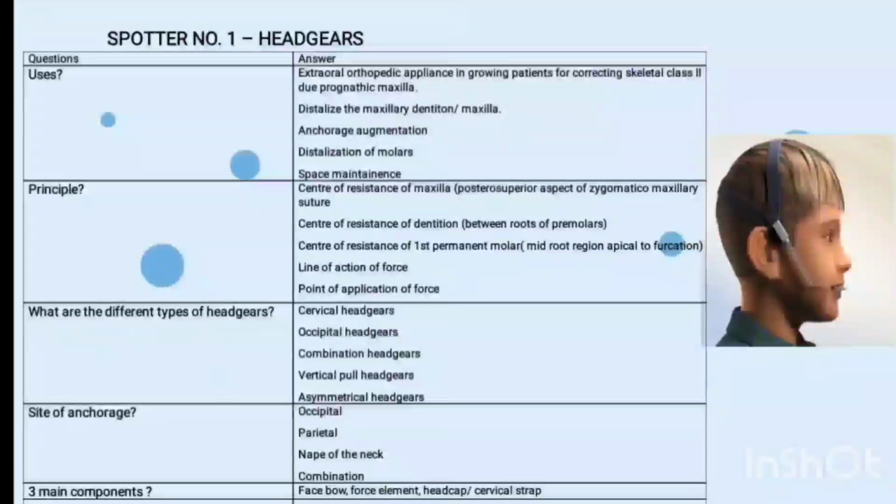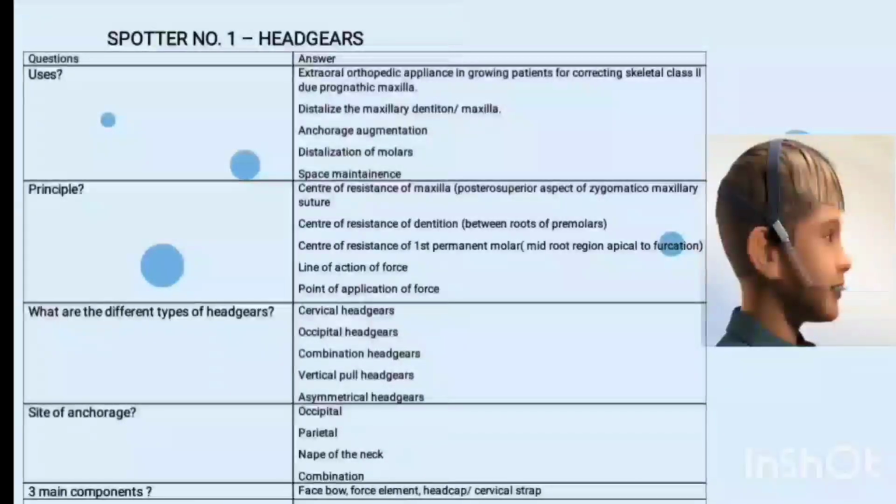Now, what are its principles? There are 5 principles in total. The first one is center of resistance of maxilla, that is the posterior superior aspect of zygomatico-maxillary suture. The second one is center of resistance of dentition, that is between the roots of premolars. The third one is center of resistance of first permanent molar, that is mid-root region apical to the furcation. The fourth one is the line of action of force, and the fifth one being the point of application of force.